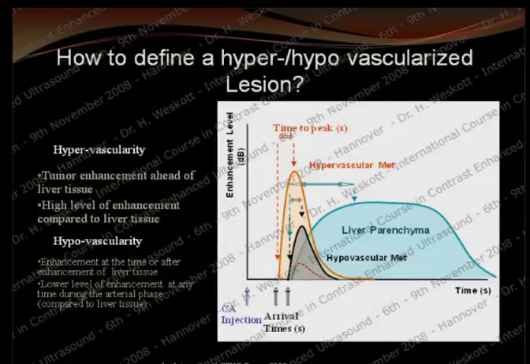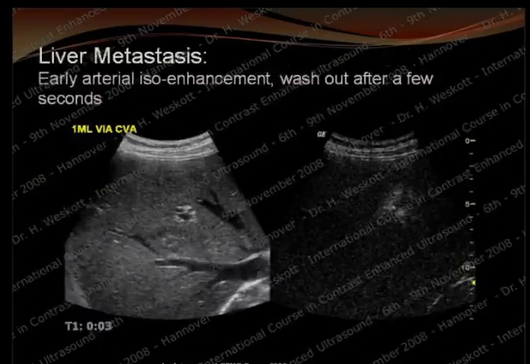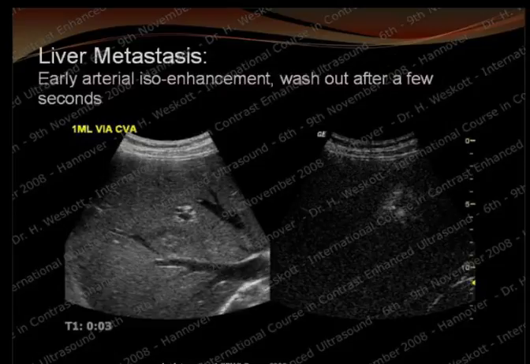So this is a malignant melanoma staging examination, and you see now an early arterial iso-enhancement and a washout after a few seconds. In the center we have a necrosis, but the viable tumor tissue is iso-enhancing during the early arterial phase and is then very quickly washing out.